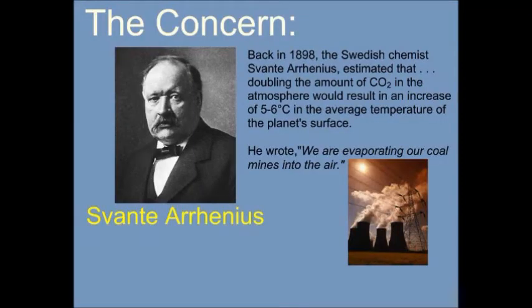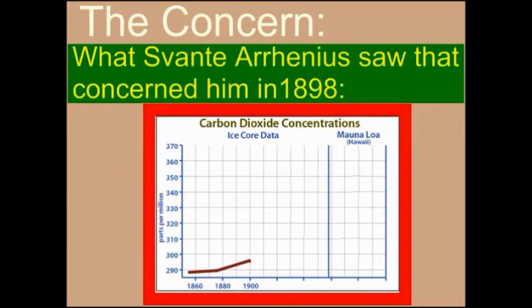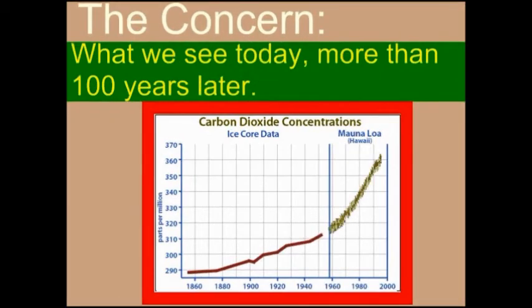The concern was first proposed by a guy named Svante Arrhenius. He said back in 1898 that if we doubled the amount of CO2 in the atmosphere, this could result in a temperature change of about 5 to 6 degrees Celsius. What he saw back in 1898 was a graph that might have looked like this. About 100 years later, today, this is the graph that we see.